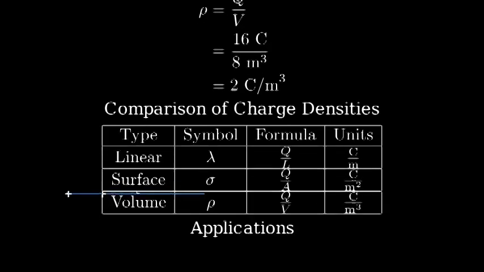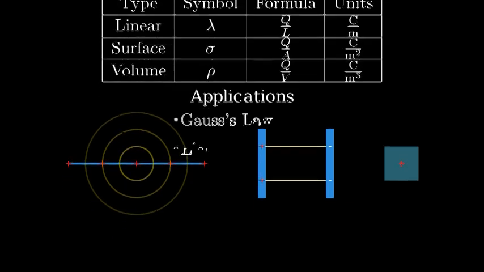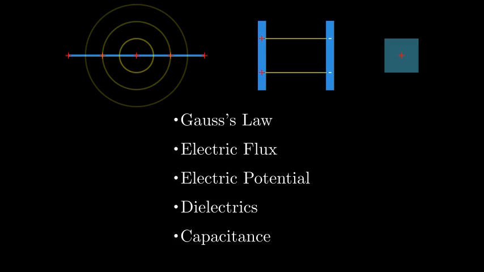These concepts have important applications in electrostatics. Linear charge density helps us analyze electric fields around long charged wires. Surface charge density is used to study phenomena like charging of capacitor plates. Volume charge density helps us understand how charge is distributed in materials like semiconductors. You'll also encounter these concepts when studying Gauss's law, electric flux, and electric potential in more advanced topics.